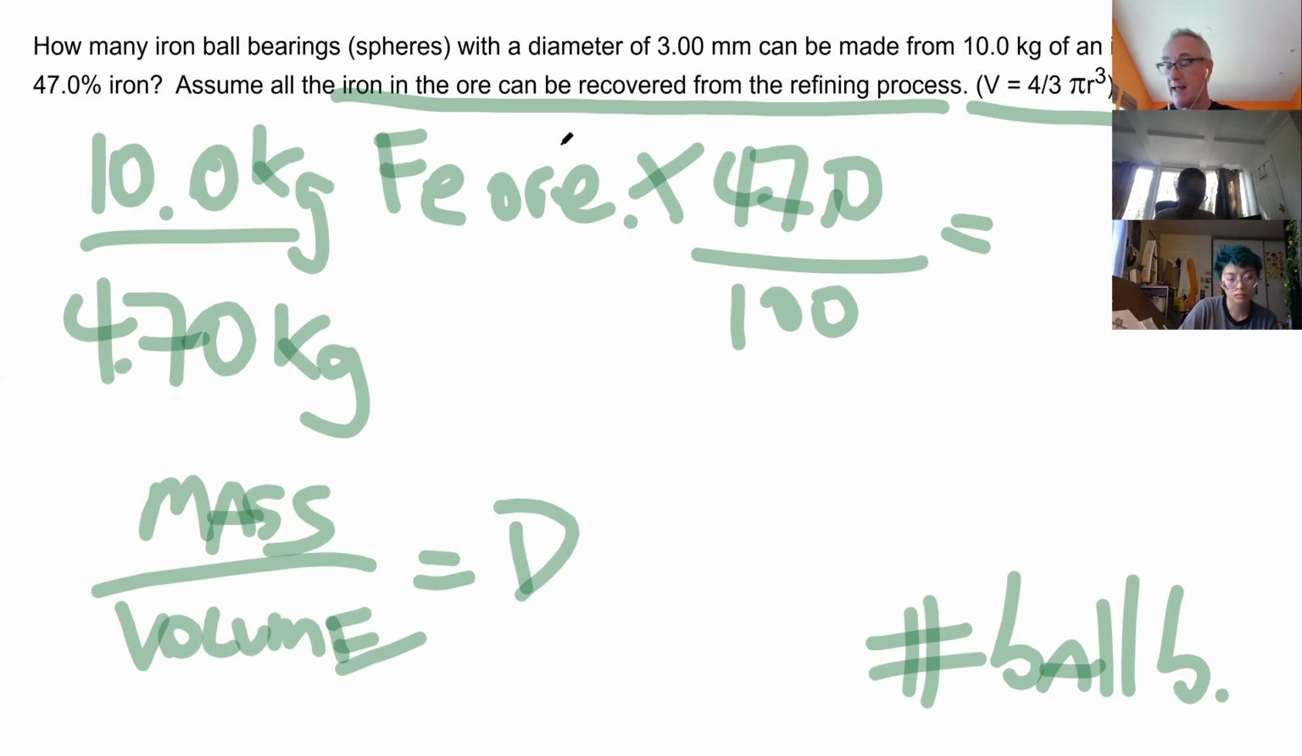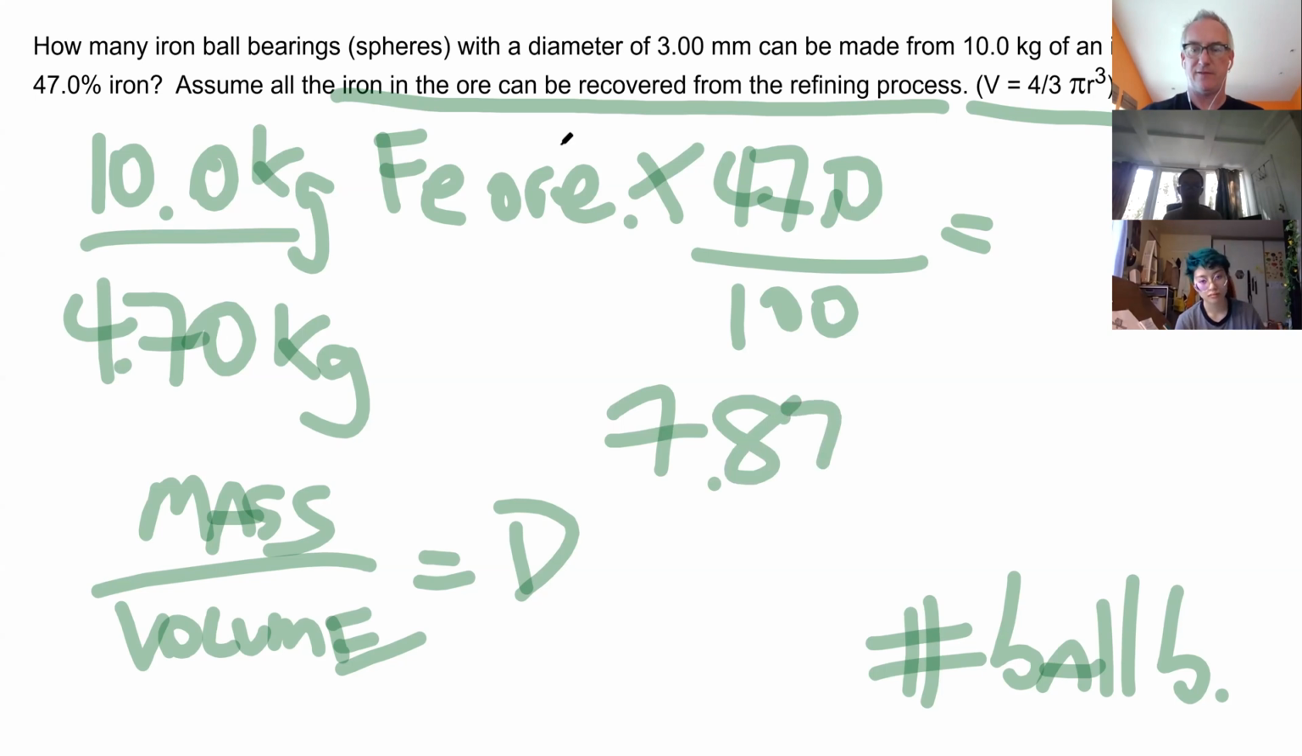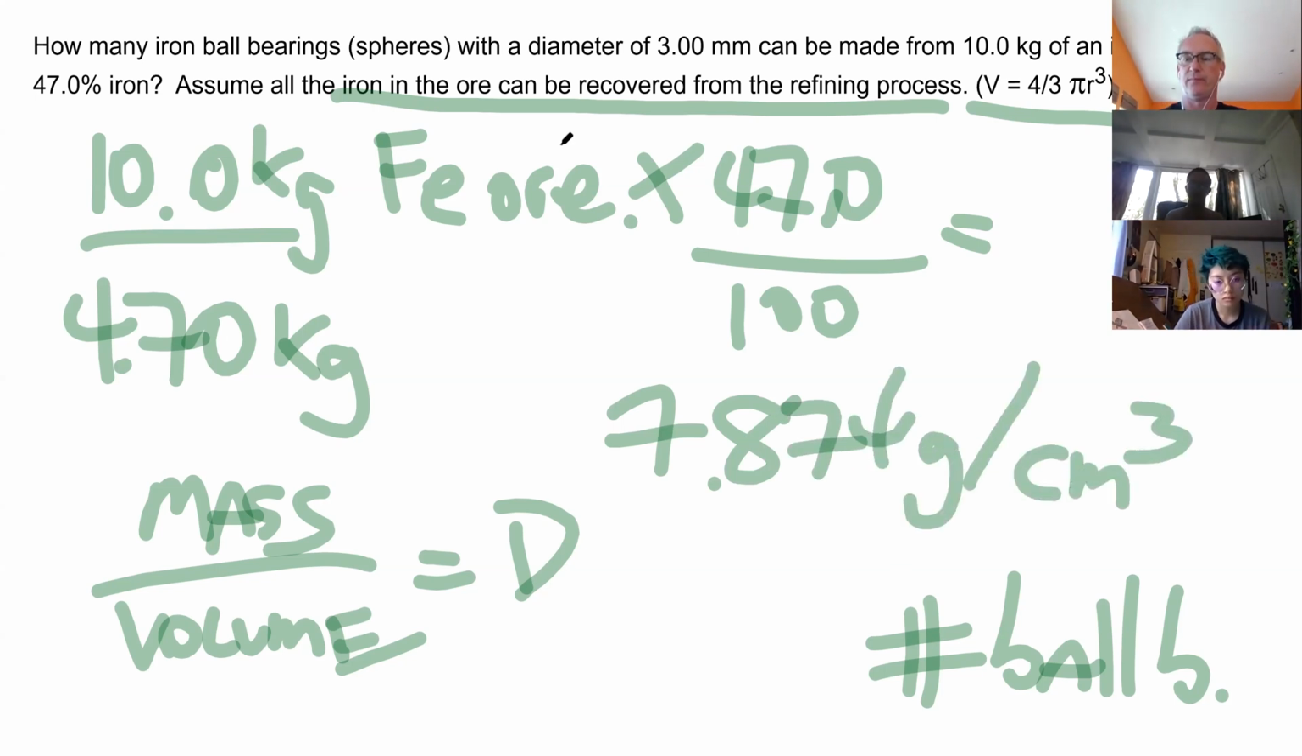If someone wants to look that up, I have it here, but if someone wants to look it up, it would be nice. What's the density of iron? Density of iron is 7.874 grams per cubic centimeter. There you go. That is the density of iron.